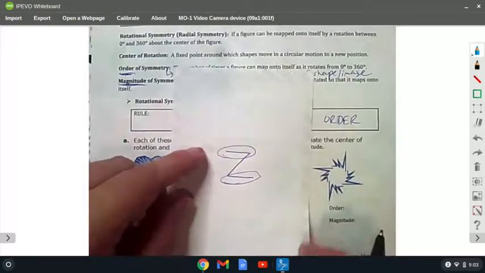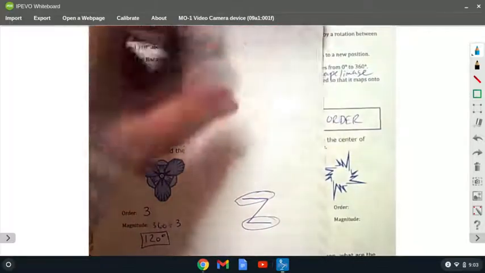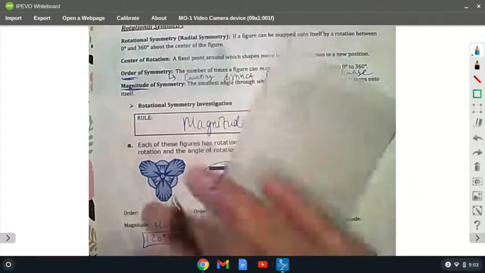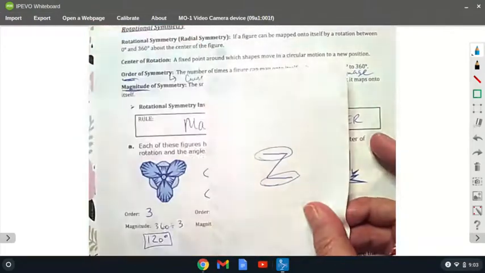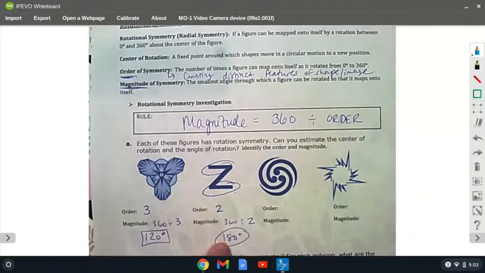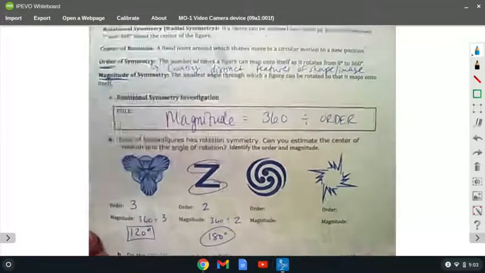That's because I took this Z and rotated it 180. Okay, it mapped back onto itself. I rotate now another 180, which puts me at 360, and that's also back onto itself. So I can map it back onto itself twice. That means my magnitude is 180. 180 is the smallest angle at which I can map it back onto itself.